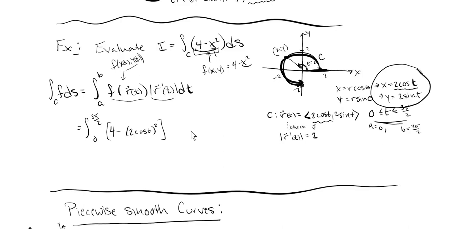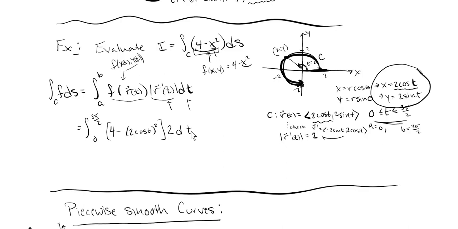Check that when you take r prime, you get this vector, check that its magnitude is 2. I think it's pretty easy to check out. But so we get that this magnitude of r prime of t is just 2. It doesn't have to be a constant. For some curves, it's not a constant. Here, it turned out nice, it was. And dt out at the end.